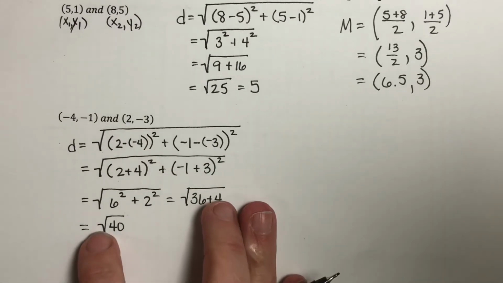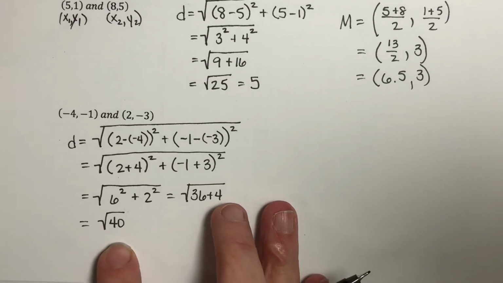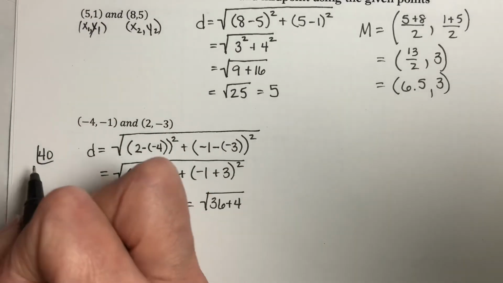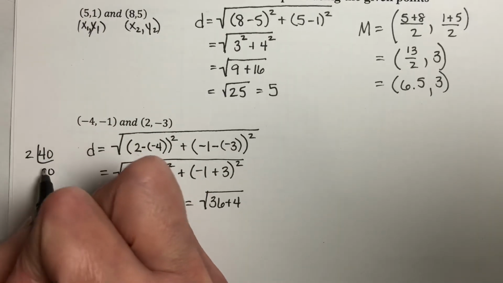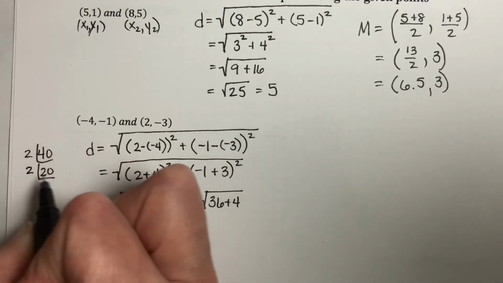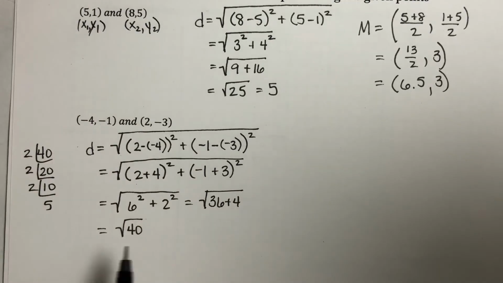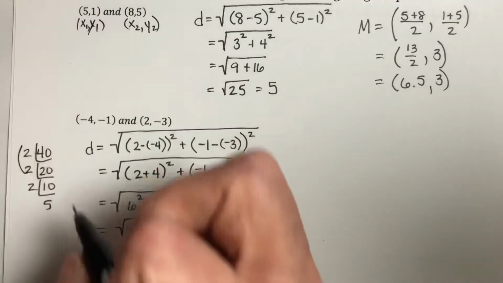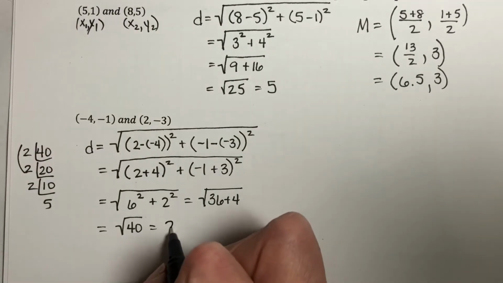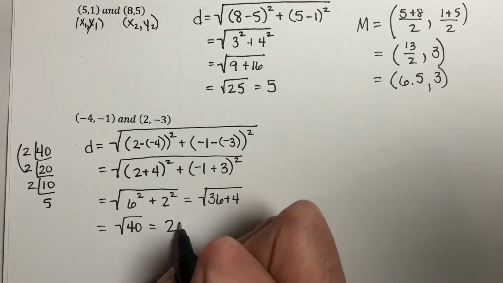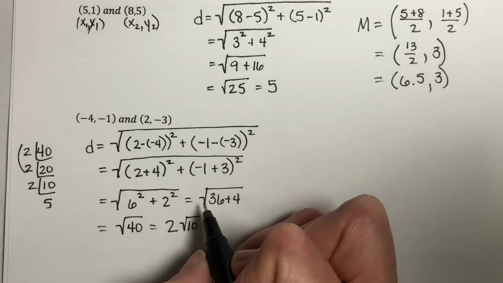Now the square root of 40 will simplify, and we should do that. If you do a prime factorization of 40, this is divisible by 2 to get a 20, divisible by 2 to get a 10, and 2 and a 5. It's a square root, so I'm looking for pairs. So I can pull out a 2, and then these don't have pairs, so they get multiplied back together. So this is 2 times the square root of 10.